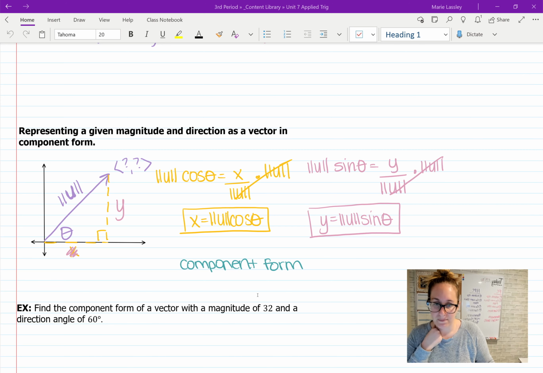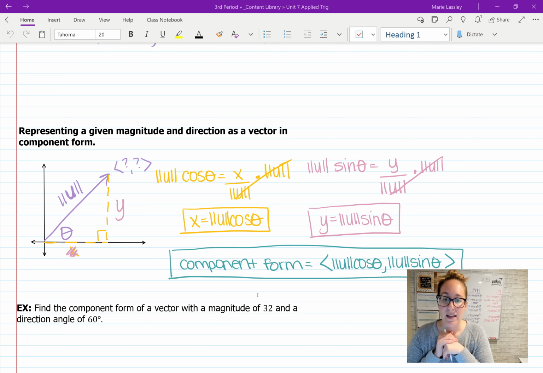Then your component form is just angle bracket, magnitude of u cosine theta, comma, magnitude of u sine theta. All right, and that's how you find component form if you're given magnitude and direction, which is the second way that you're going to be given information to put into component form. The first way is with the actual points, and you just subtract arrow minus tail. The second way is by being given magnitude and direction and having to put it together into component form.